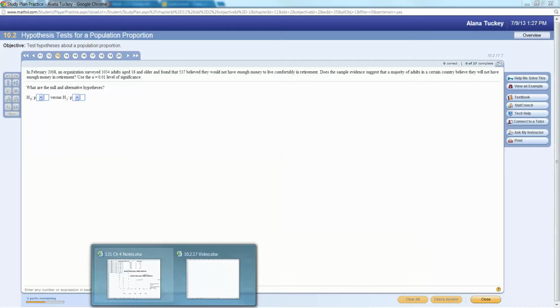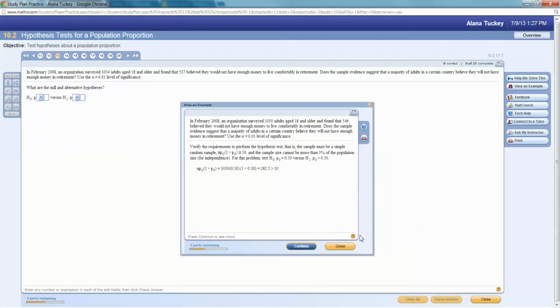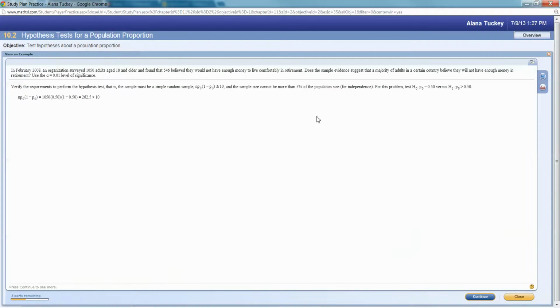Cool. And that, I think, is what they said. There it is. Okay, so it's 50% or greater than 50%. And majority, of course, means more than. So your alternative has to be just plain greater than. It can't be greater than or equal to. Of course, the reverse of this would be minority. So if they're asking about minority, that would be less than 50%. Okay. So let me click continue.